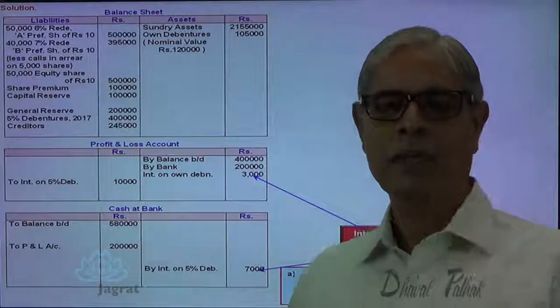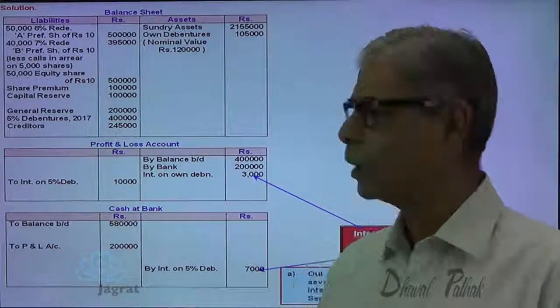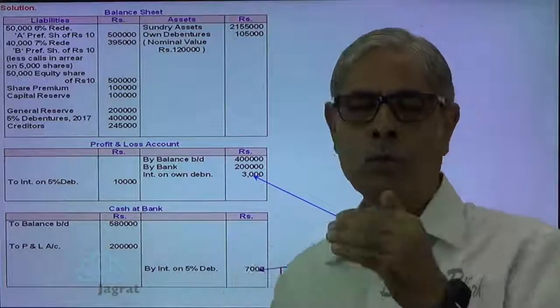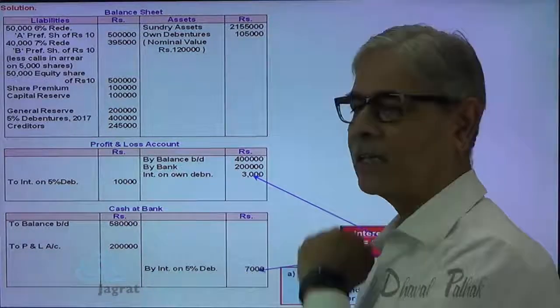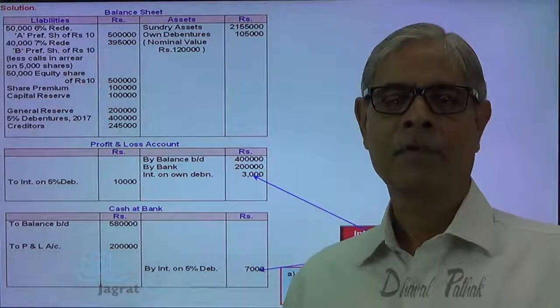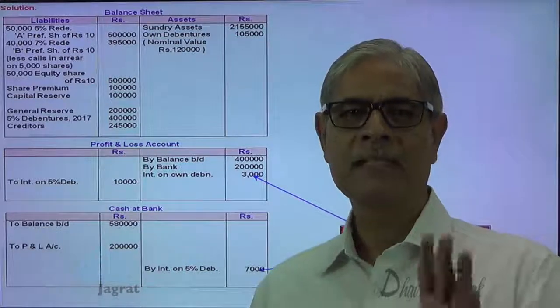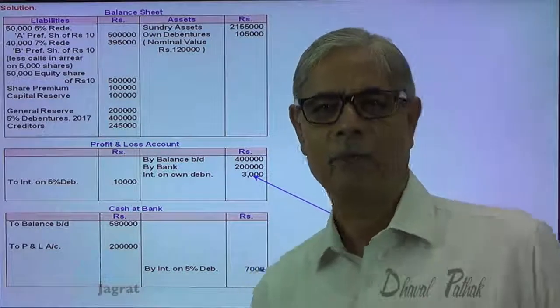So interest on debenture is paid. Payment made to outsider 7,000 credited to cash and bank account. Interest paid on my debenture liability 10,000 debited to profit and loss account, and my income from investment in own debenture 3,000 credited to profit and loss account. This is how debenture interest is being accounted for. Next.